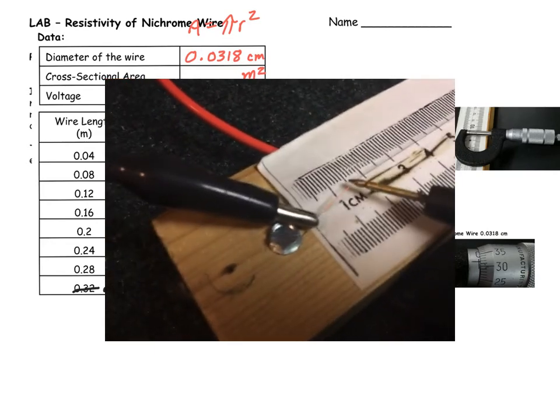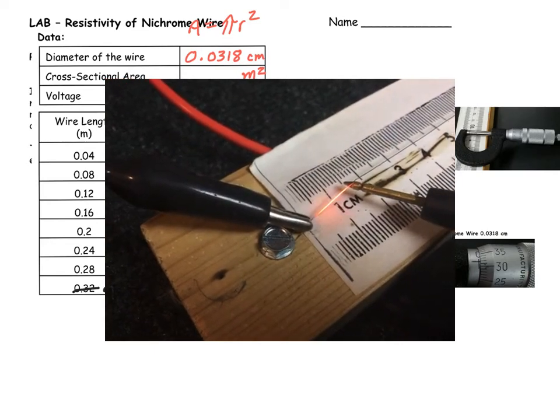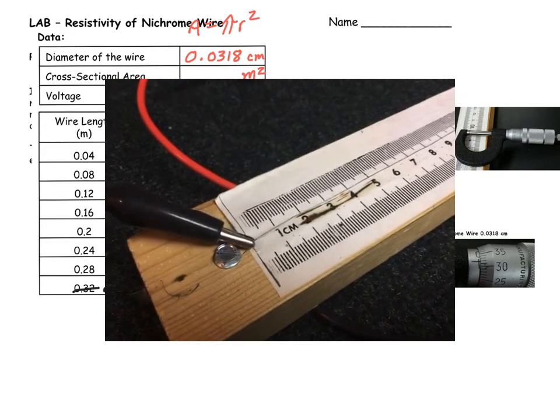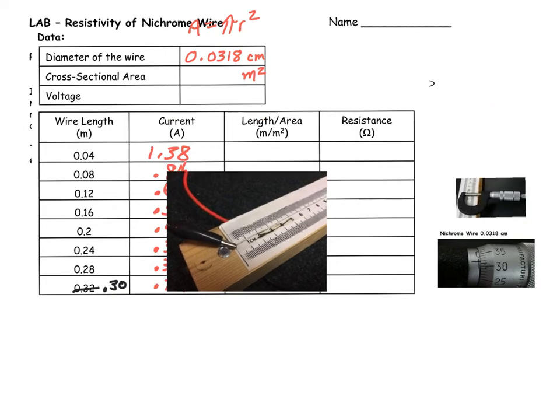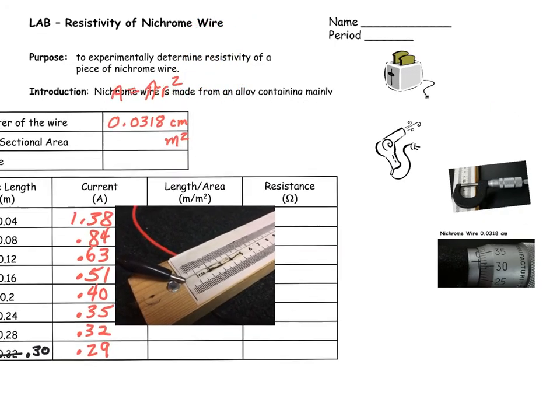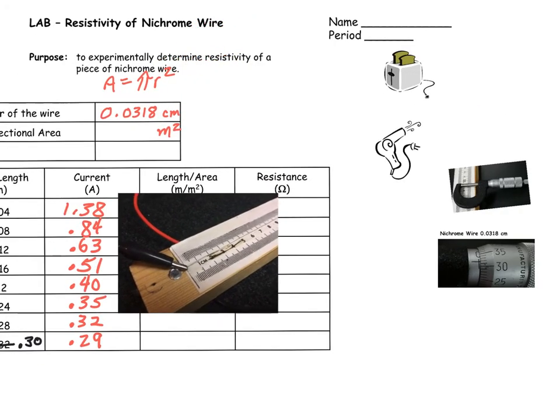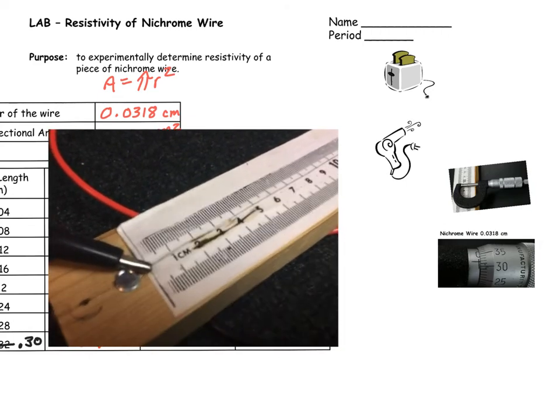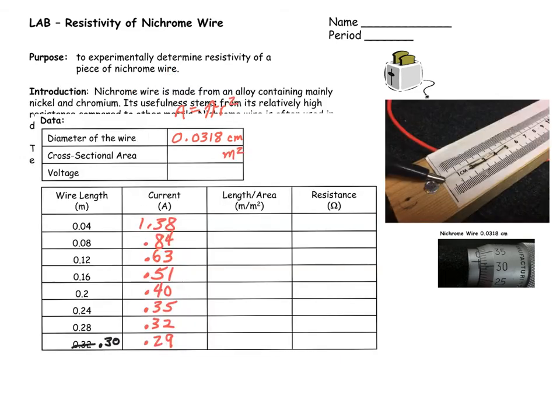With a really short little piece, the wire gets red hot. That's why we use this kind of wire in things like toasters and hair dryers, because the wire can get very hot when you run current through it. Okay, so we have our data.